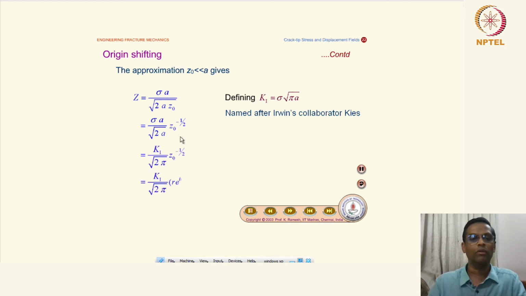So if you write sigma using this equation, then this equation can be recast like this. And if you replace z0 with r, theta, then this can be written as r e to the power i theta to the power minus half. So the Westergaard function Z then becomes K1 divided by square root of 2 pi z0, and the derivative Z prime is equal to minus K1 by 2 z0 into square root of 2 pi z0. This is straightforward from this equation.